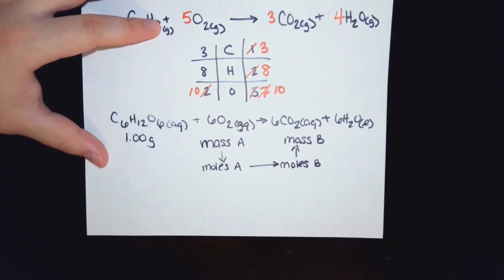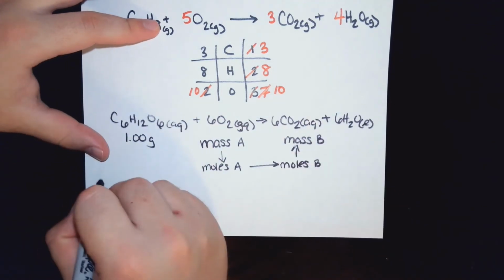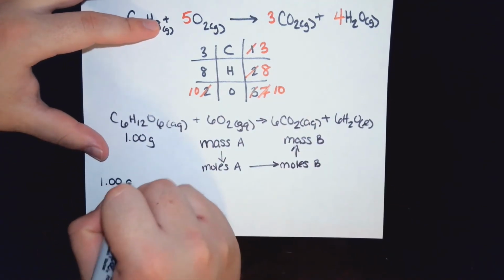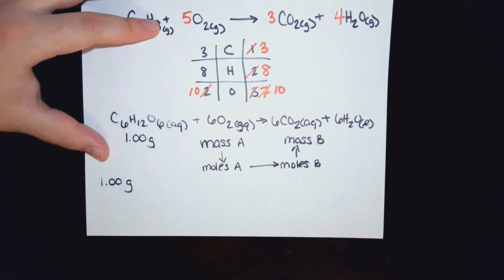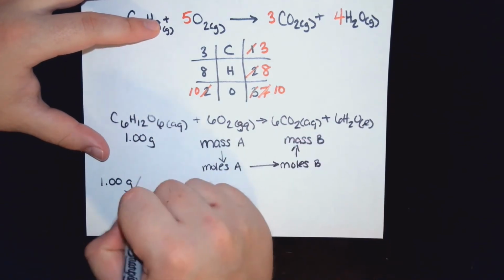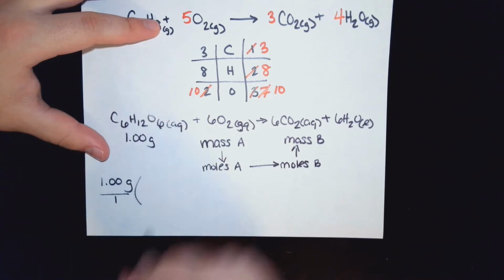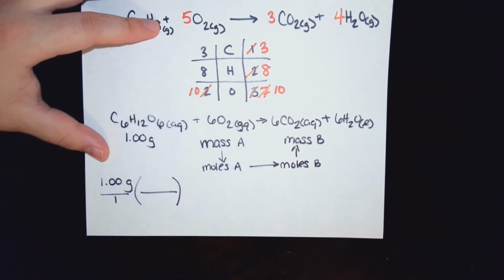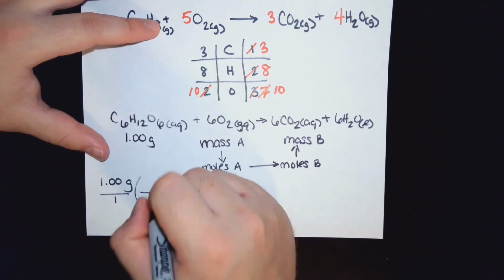So let's start and do this first conversion. So we've got the mass of component A, which in this case is glucose. So we've got 1 gram. And you have to use the molar mass to go from mass to moles. So remember, think of this as being over 1. So if grams is in the numerator and we want to cancel it out, we have to put it in the denominator of our conversion factor.